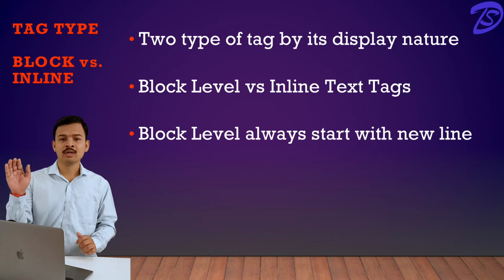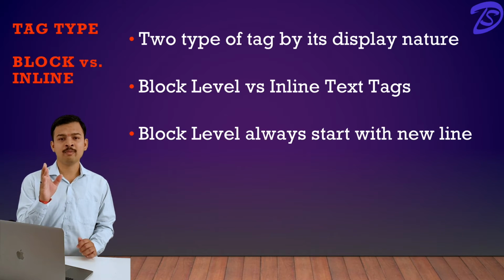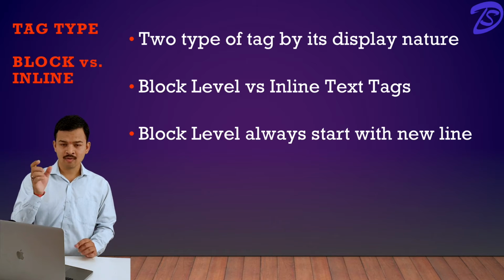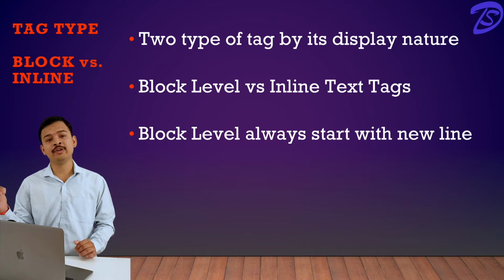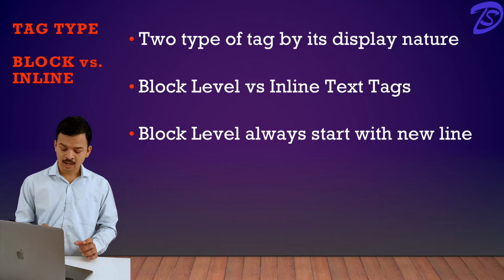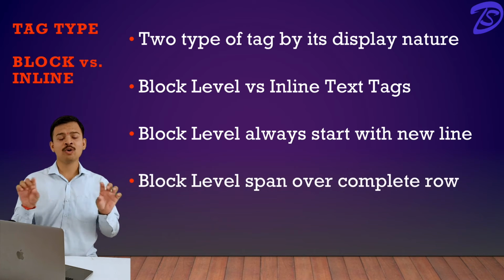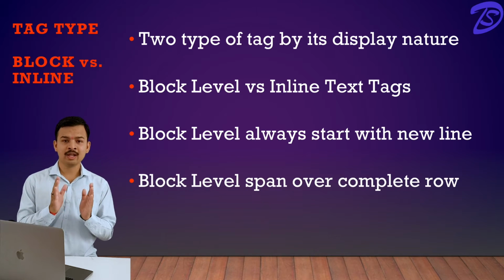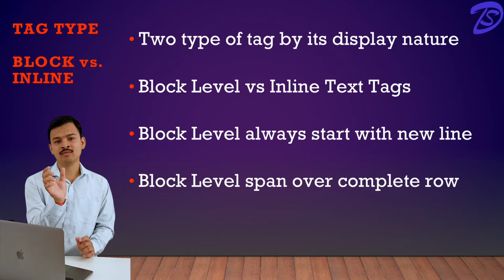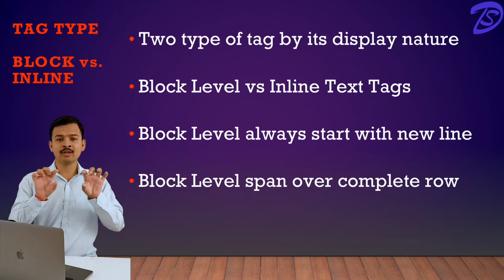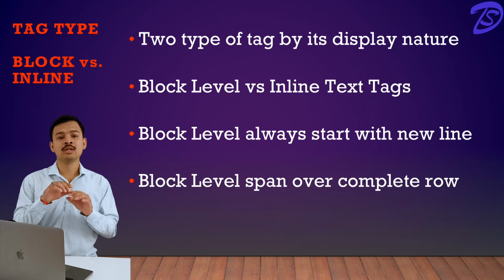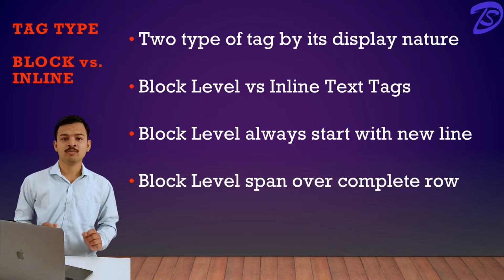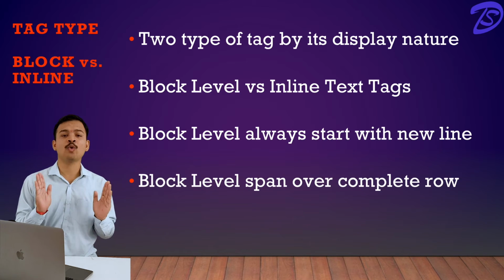So you are writing a line and in between you use a p tag. Then whenever you write a p tag, meaning any block element, it will start a new line from that tag. The block elements span the complete row. An inline element just acquires the size wherever you use it. But a block element acquires the complete row or multiple rows based on the length of the text. At minimum it will acquire a single row.